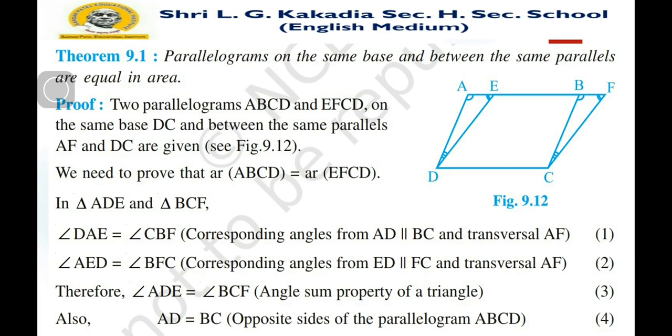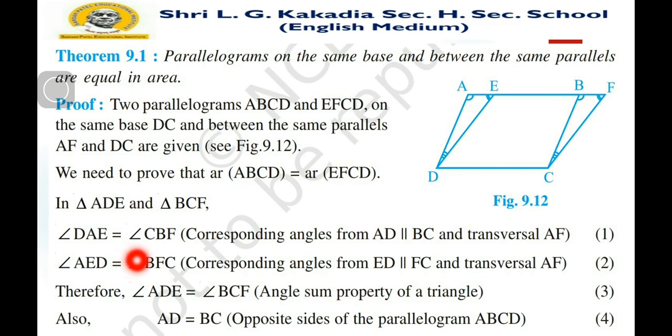So here AF will be a transversal. So let corresponding angles from AD parallel to BC and transversal AF, as well as angle AED and angle BFC are equal because ED and EFC are parallel and AF is transversal.